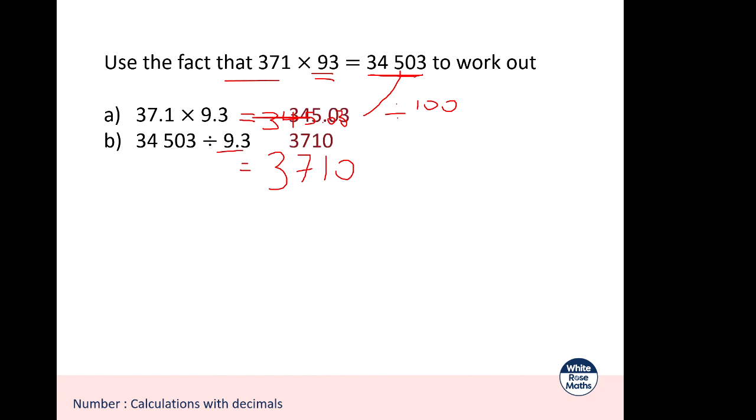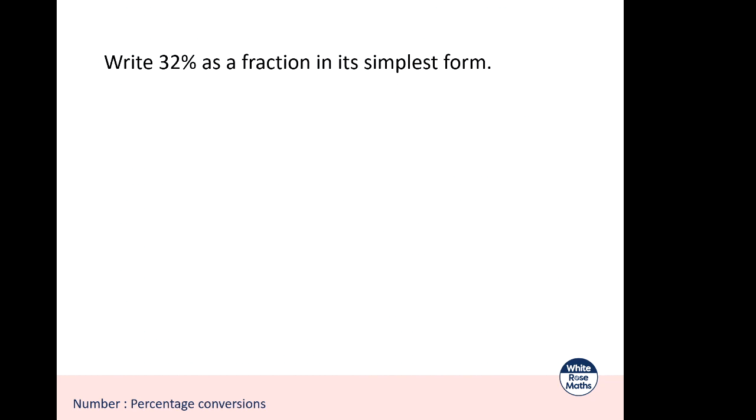Write 32% as a fraction in its simplest form. So percentage is out of 100, so it'd be 32 hundredths. They're both even, so I can halve it, so I get 16 fiftieths. Divide top and bottom by 2 again.